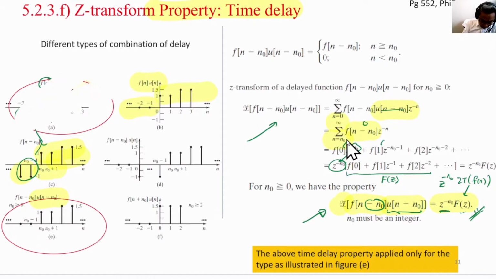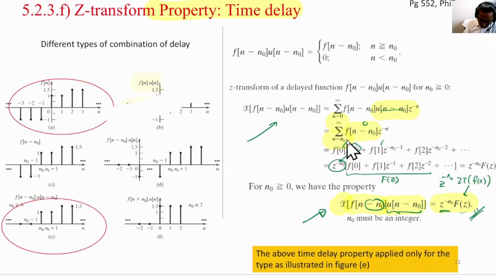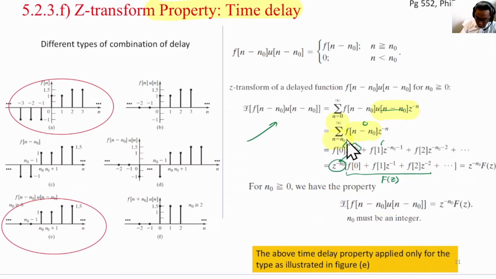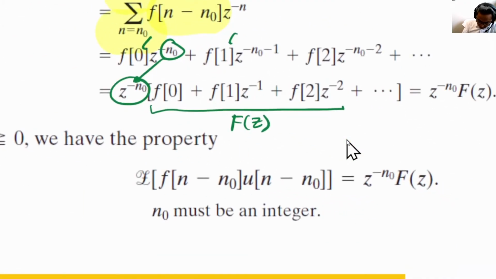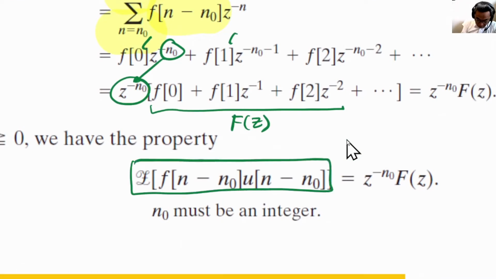Please remember, in the time delay property, you have to be very careful. This time delay property is only true when we have this type of signal. The whole signal is being delayed such that it looks exactly like the causal signal we have used for F(z).